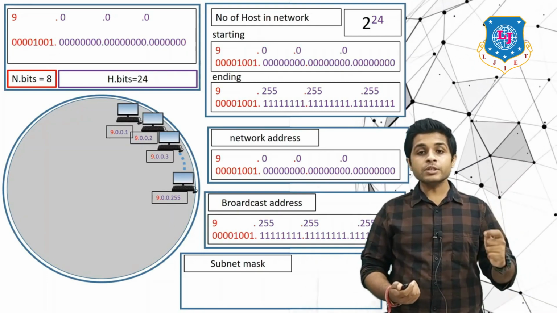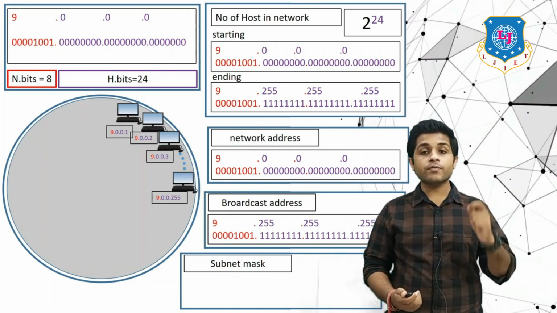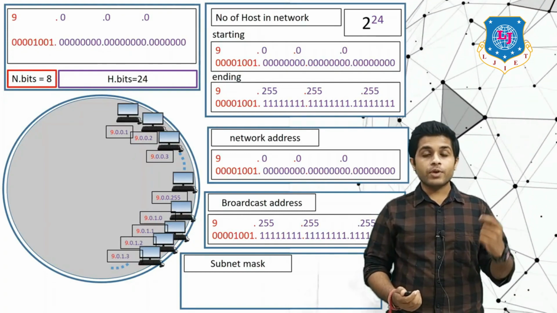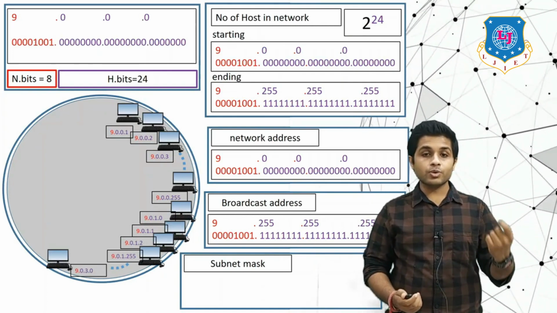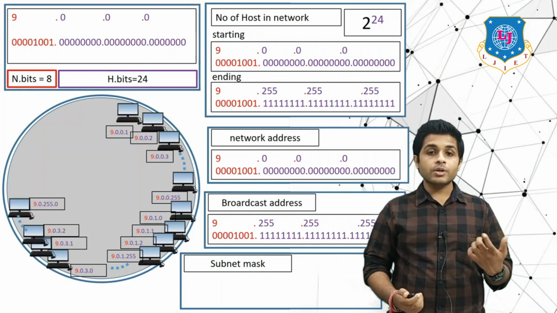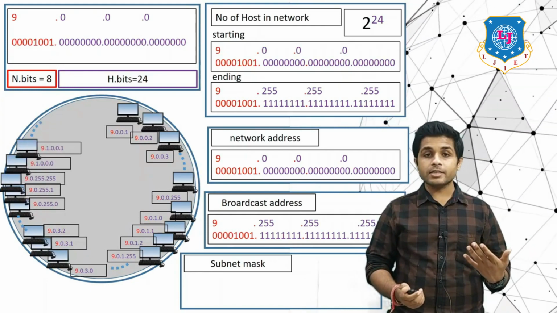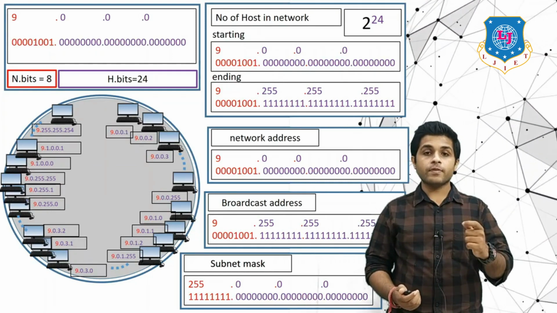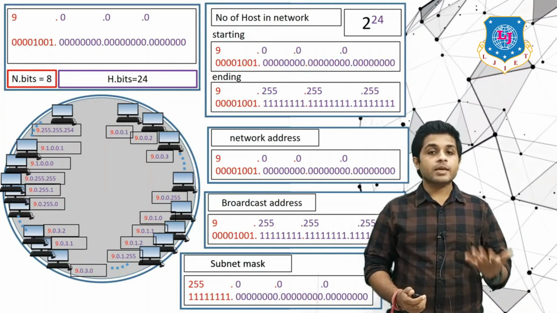If you increment 1 to 9.0.0.255, you will get 9.0.1.0. Then 1.1, 1.2, 1.3, 1.4 up to 1.255. Then 2.0, 2.1, 2.2, 2.255 and 3.0, 3.1, 3.2. If you keep incrementing like this, the last usable address that you will get is 9.255.255.254. So that is the last usable address of the given network.